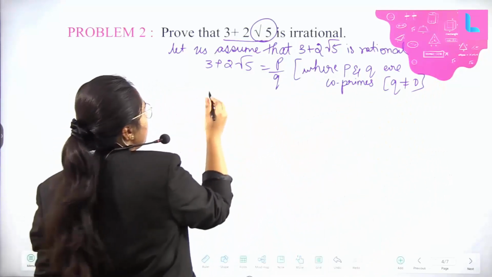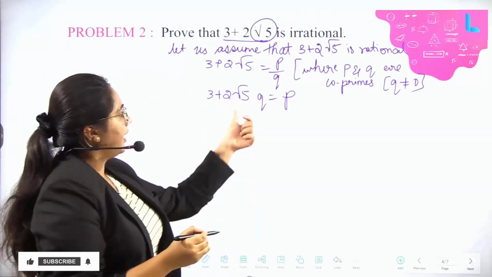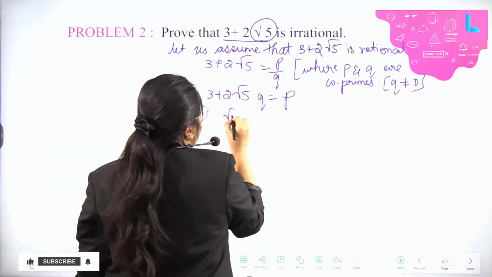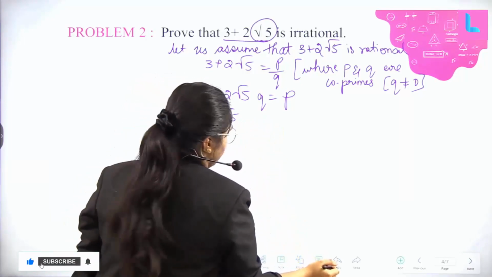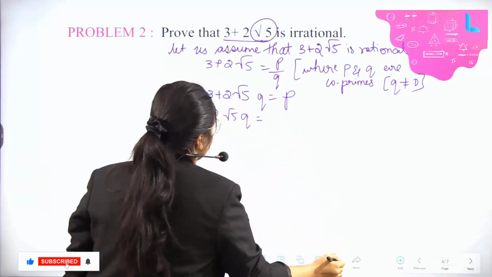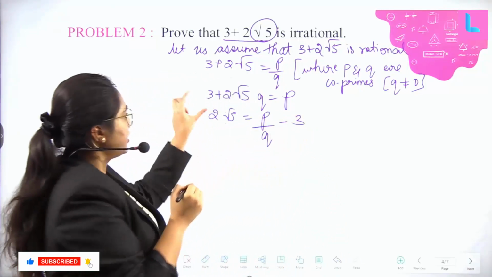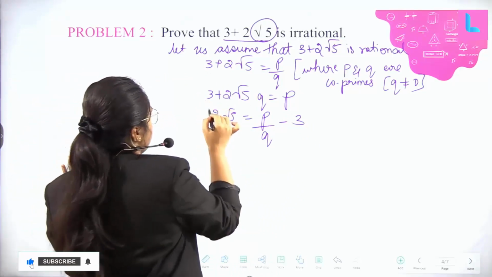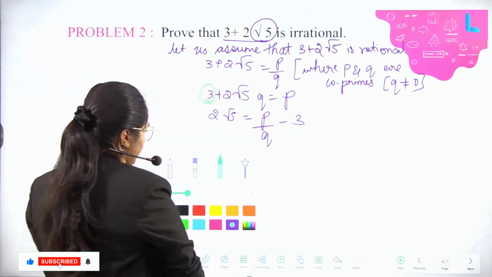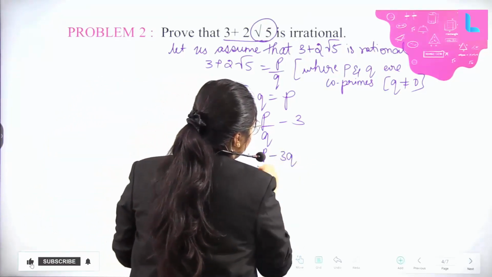Now you just cross multiply the same, you'll be getting 3 plus 2 root 5 times Q is equal to P. I just said that keep the root on one side and just push the rest to the other hand side. 2 root 5 Q is equal to, we can write it in one step only, P minus 3. First, I just shifted this 3 to the other hand side. Just do LCM, and you'll be getting 2 root 5 is equal to P minus 3Q upon Q.